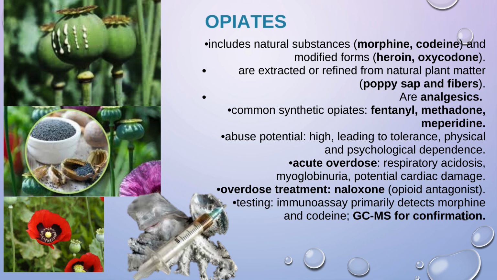And then, what are the most common synthetic opiates? We have fentanyl, methadone, and meperidine. So, abuse potential is high, leading to tolerance and psychological and physical dependence. Usually acidosis, respiratory, but for alcohol, it's metabolic acidosis. This one leads to respiratory acidosis. So, what's the antidote? Overdose treatment: naloxone, an opioid antagonist. Naloxone, or the brand name is Narcan. And then, always remember, guys, GCMS for confirmation.